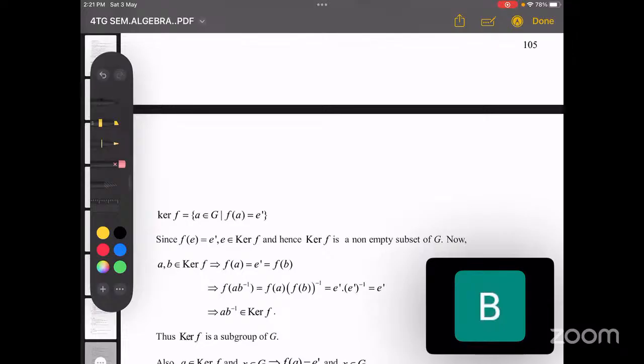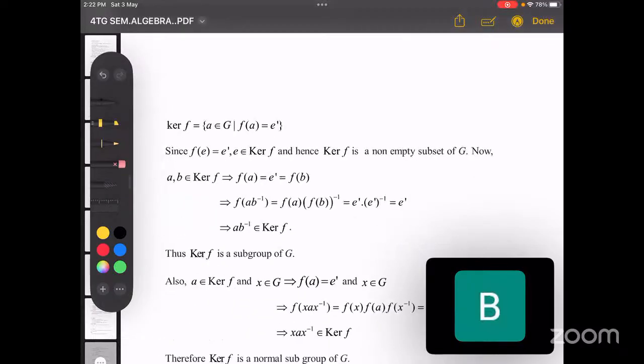Before the theorems, if you remember, we take the identity element and show that whatever the given function is, it is a non-empty subset of G. So in place of a, we are taking e equals e dash. So e belongs to kernel of f and hence kernel f is a non-empty subset of G. Now, whenever we are proving it is a normal subgroup, first we have to prove that it is a subgroup. Then we have to prove that it is a normal subgroup.